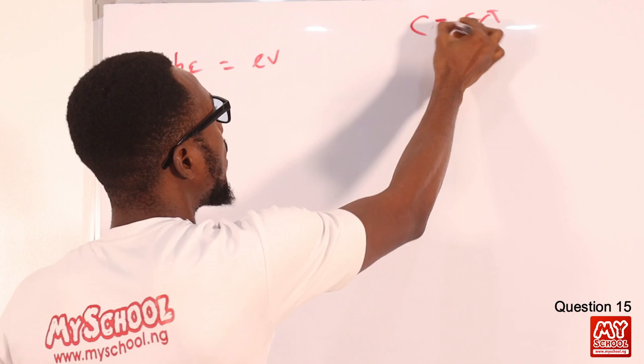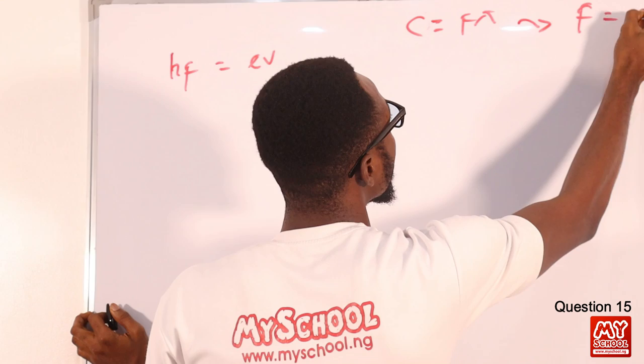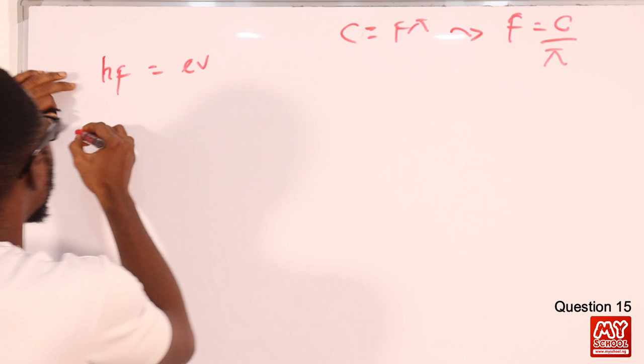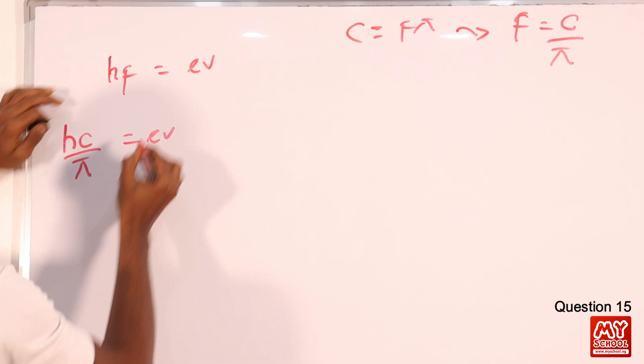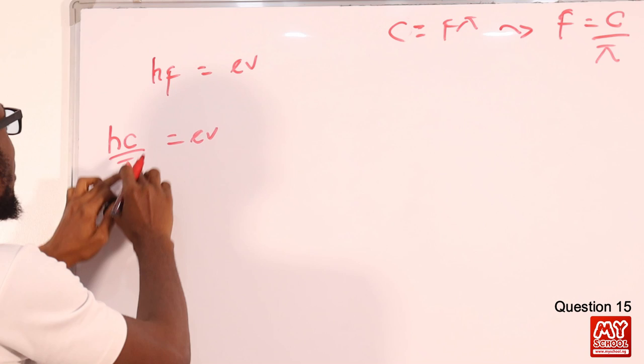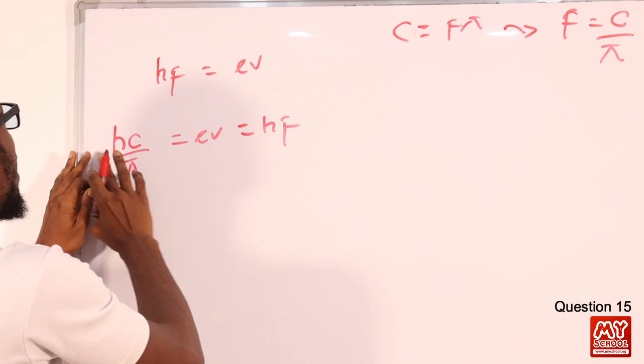So the frequency would now be c over lambda. That's why you sometimes see this formula as hc over lambda equals eV. Do you see that? But we don't need to do all of this, I'm just trying to explain the concept. So sometimes you see hc over lambda equals eV equals hf, or hf equals hc over lambda, depending on the values supplied. Okay, right there, I think we are good to go.